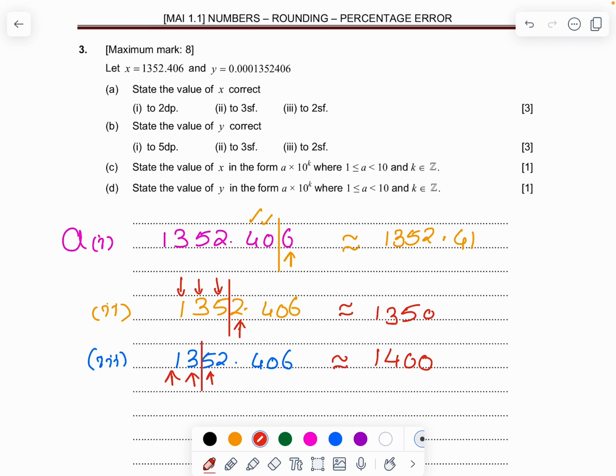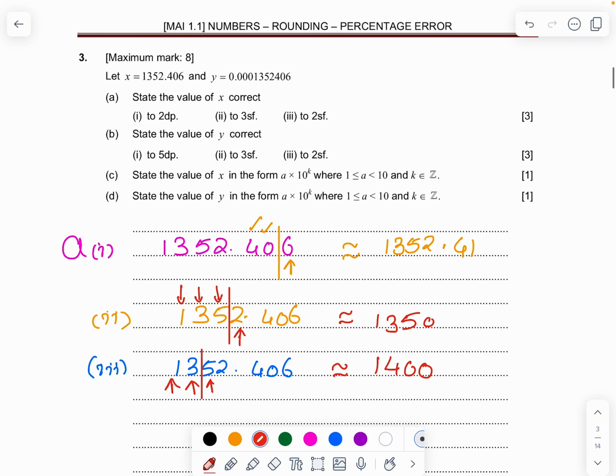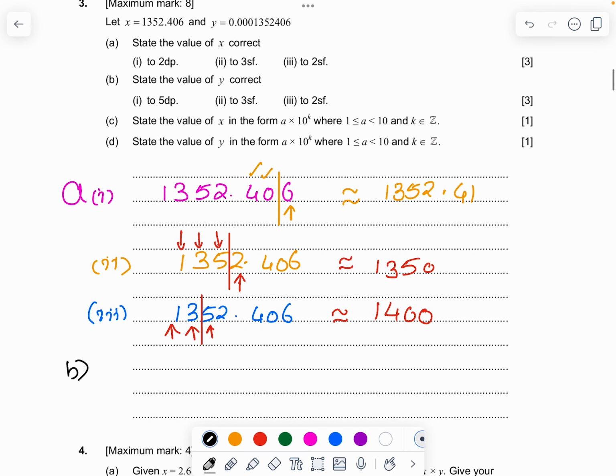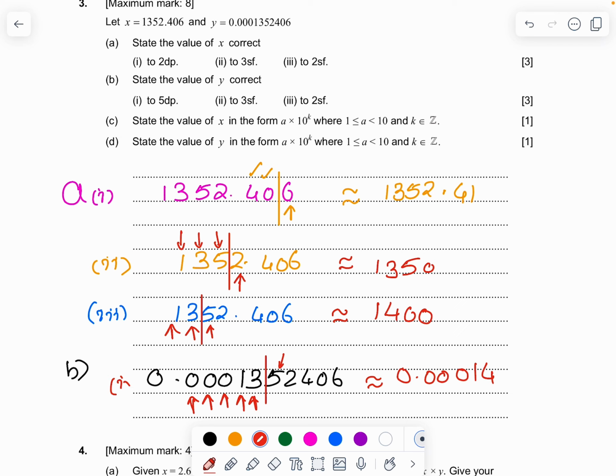Next, state the value of y correct to 5 decimal places. So part B, 5 decimal places. Value of y is 0.0001352406. 5 decimal places. So see carefully. Then first decimal place, second decimal place, third decimal place, fourth decimal place, fifth decimal place. So draw a line. This number is more than 5. So what am I going to write? 0.00014. This is 5 decimal places.